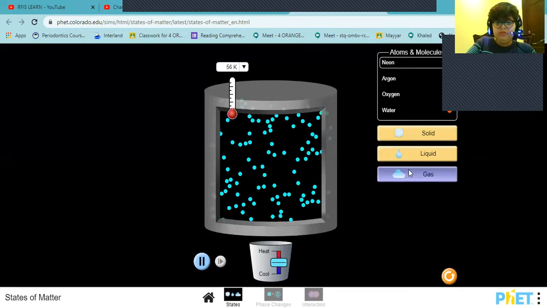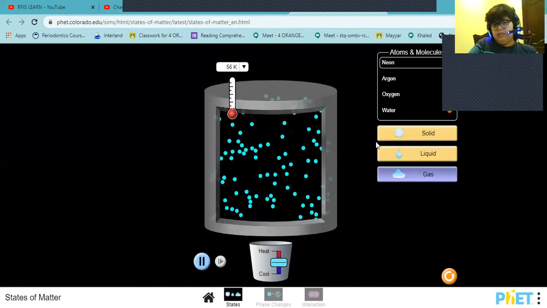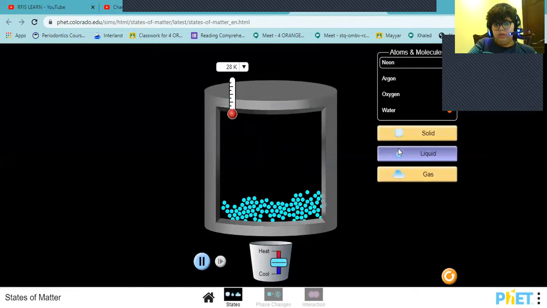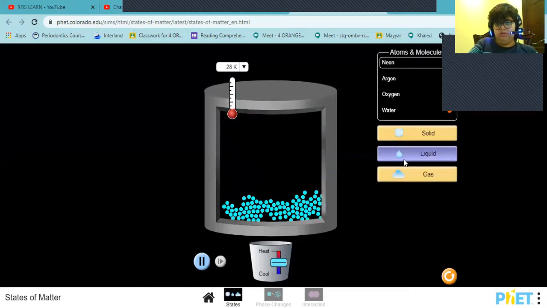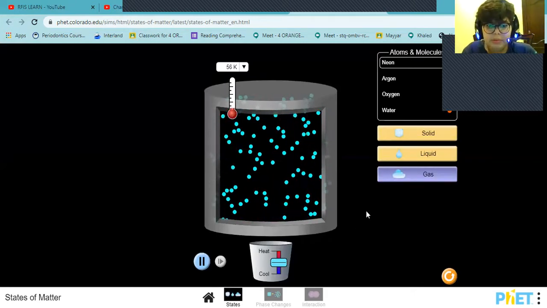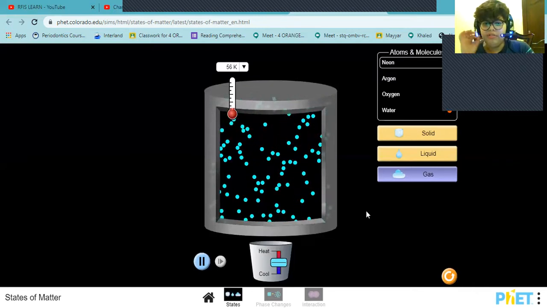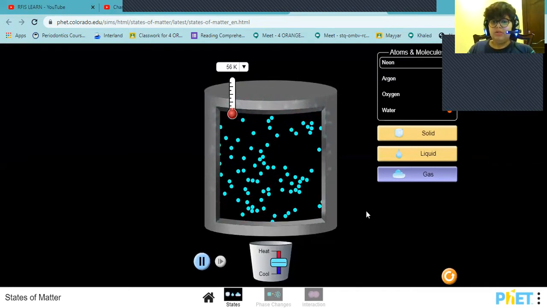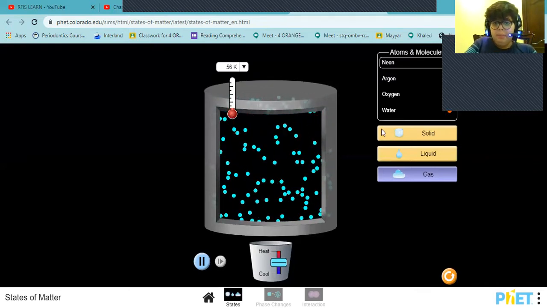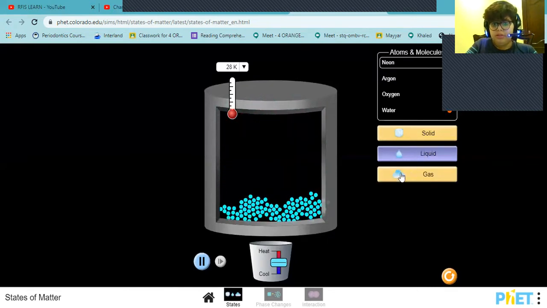Now let's see the difference. This is a gas, this is a liquid, and this is a solid. The distance between the particles is very great in gases, greater than in solids and liquids, and gases do not have a definite shape or volume. But in liquids, I forgot to tell you something: a liquid can take the shape of its container. It doesn't have a definite shape, and that is what lets it take the shape of its container.